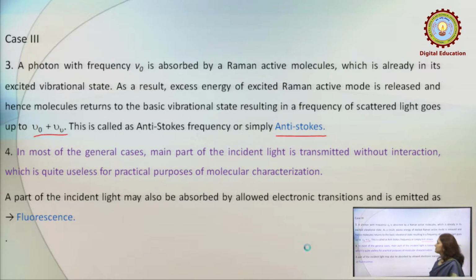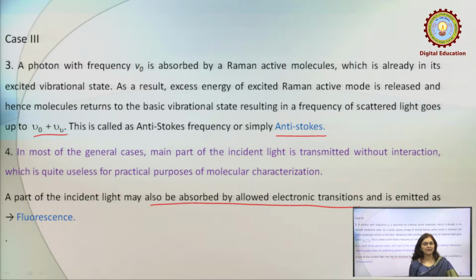Now, in most of the general cases, the main part of the incident light is transmitted without interaction, which is quite useless for practical purposes of molecular characterization. A part of the incident light may also be absorbed by an allowed electronic transition, and which is emitted as fluorescence. In this way, we discussed how there is a formation of Rayleigh and Raman lines.